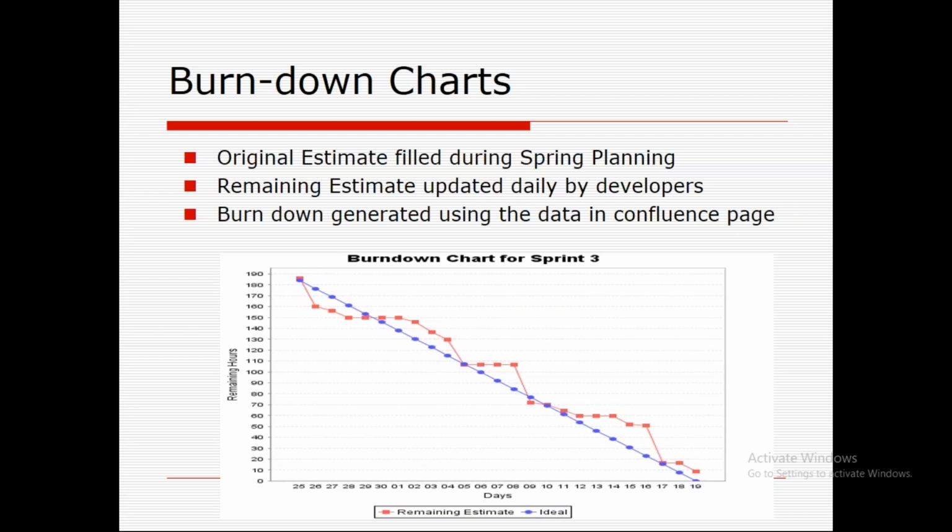For every item, if you remember, when we talked about agile, I mentioned the estimation. For each story, there is an estimation given by the developer that it is going to take 5 hours, 10 hours, half day or full day, something like that. So original estimate is filled during the sprint planning, and the remaining estimate is updated daily by the developers. Burn down chart is generated using the data in the Confluence page. So the deviation, for example, we have planned 10 hours, so it is taking 12 hours. The deviation is presented, and then we create a burn down chart.